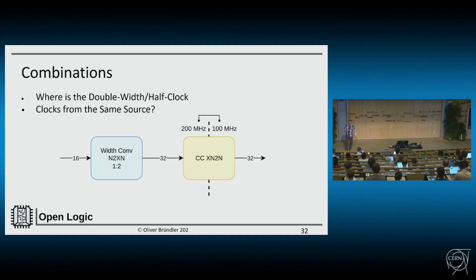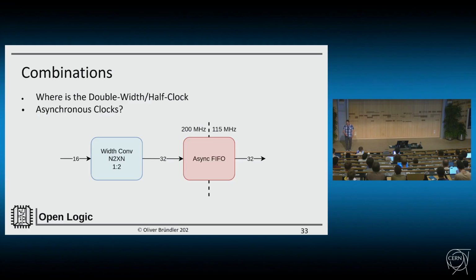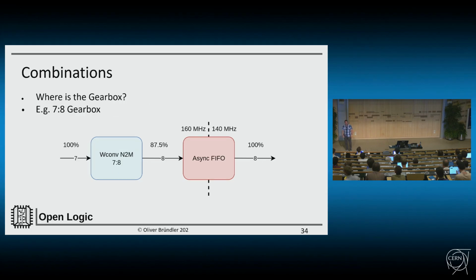I got the question, where is the double width half clock converter? Well, you can build it also with a width converter and the clock crossing. Here we would use a synchronous one, of course. You could also go asynchronous here and use an asynchronous FIFO instead of the synchronous clock crossing, right? So it depends on what your application needs. Where is the gearbox? was also a question. You use the arbitrary width converter and an asynchronous or synchronous clock crossing, depending on which one.